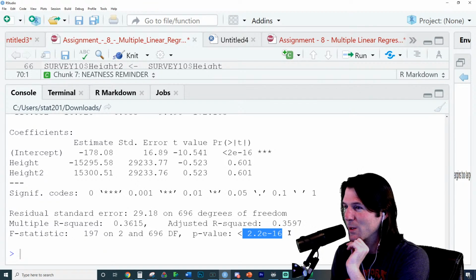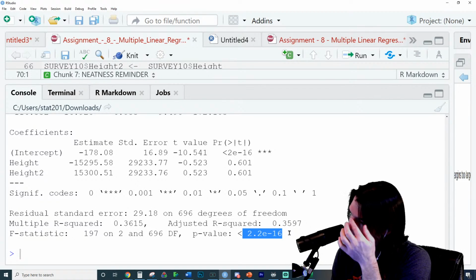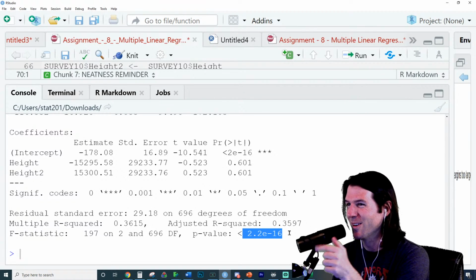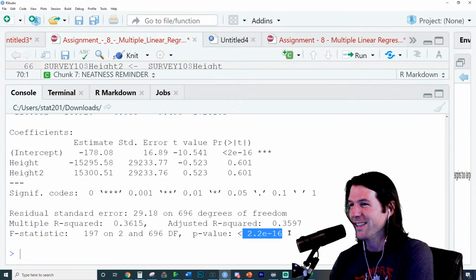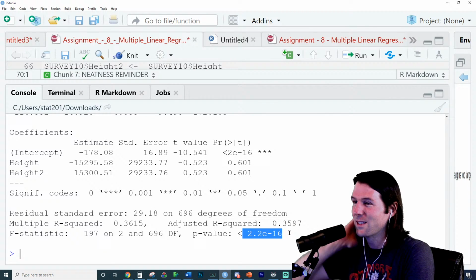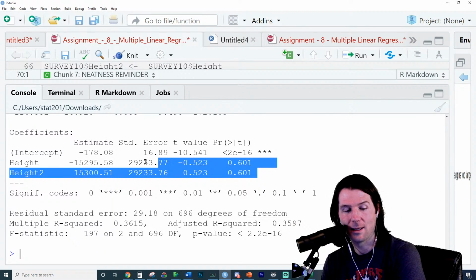Weird, multiple regression is so cool. This multiple regression model is not statistic. I mean, it is. Oh my God, my brain broke. You got it right, Braden. You are correct. It is very, very, very, very, very statistically significant, but none of the variables.